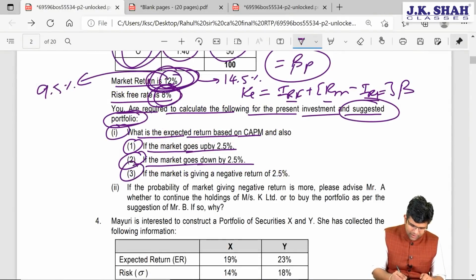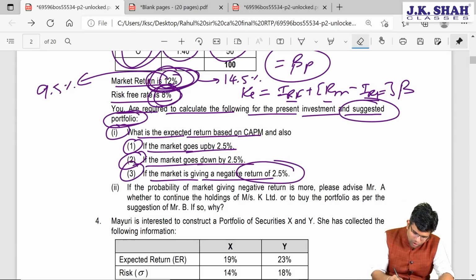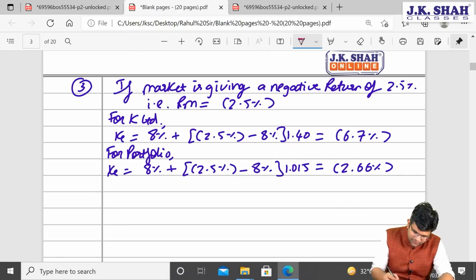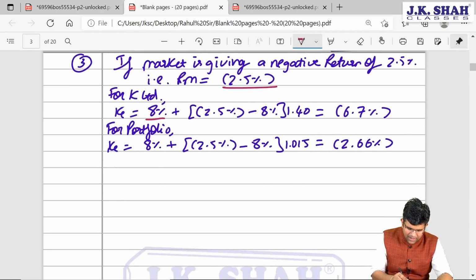And now last, they are asking you, what if the market is giving a negative return of 2.5%? Children, if market is going to give negative return, which means it is now no longer 14.5 or 12 or 9.5, the RM children will be negative 2.5%. No problem, we'll put the numbers here. IRF will remain same. Okay, beta of K and beta of portfolio will take the same. IRF same. It is just that instead of RM, which we took earlier as 12 or 14.5 or 9.5, we'll take negative 2.5. We'll solve it mathematically.